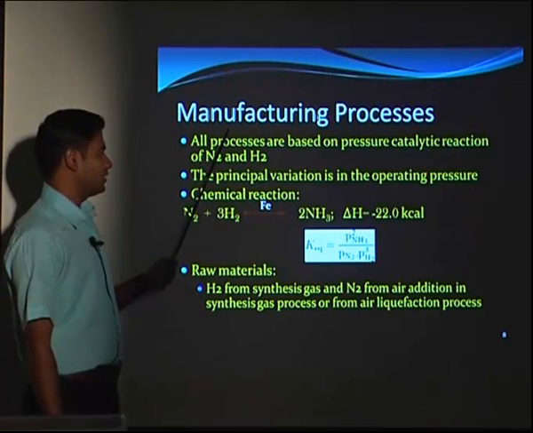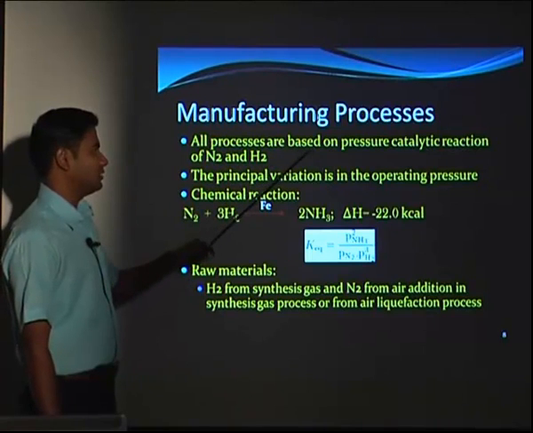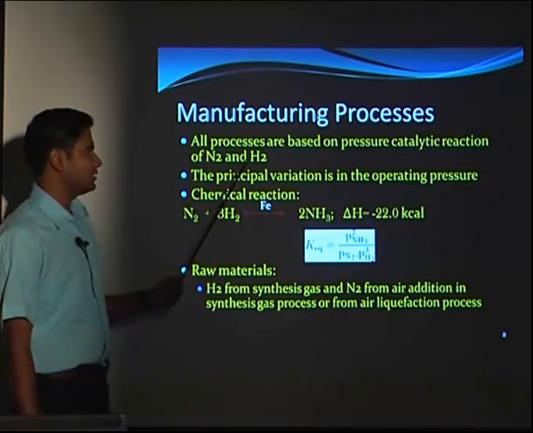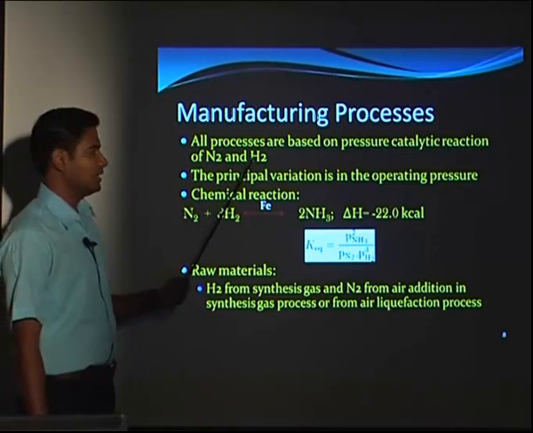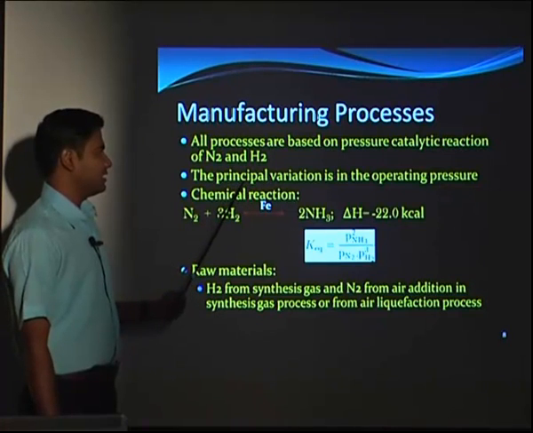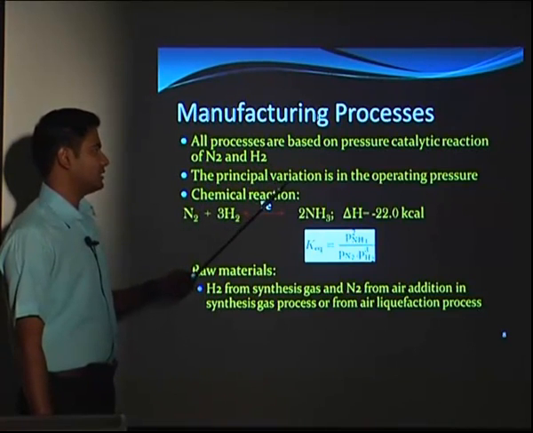So the manufacturing of ammonia: all the processes are based on the pressure catalytic reaction of nitrogen and hydrogen. So the basic materials are nitrogen and hydrogen that we are reacting to get ammonia. The principal variation is in the operating pressure. So the N2 and H2 operating pressure will decide the process.